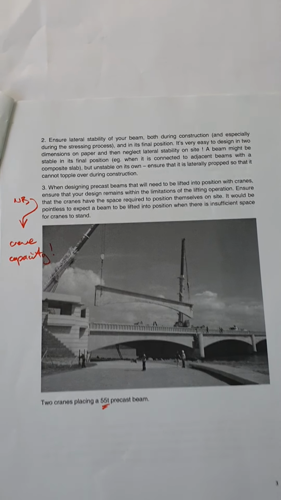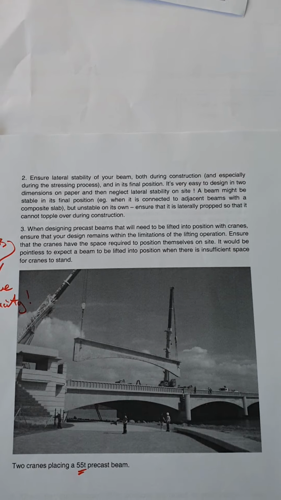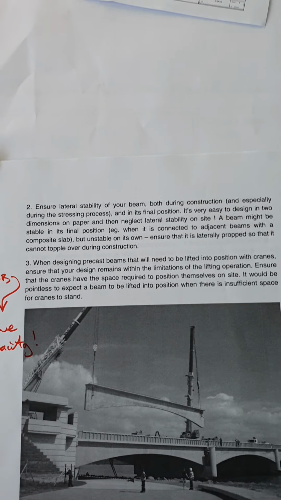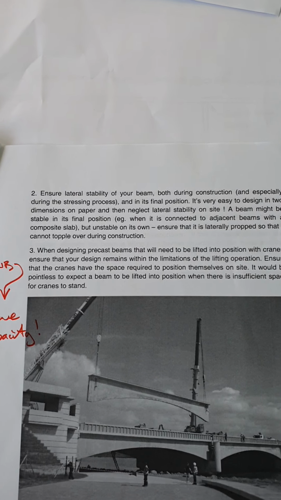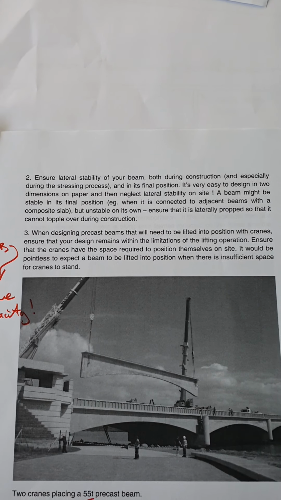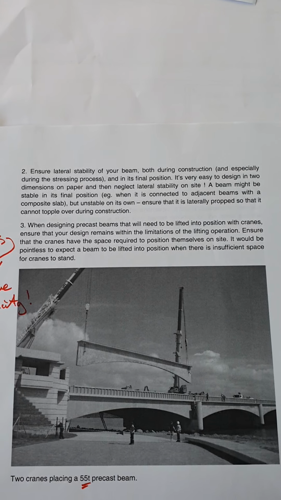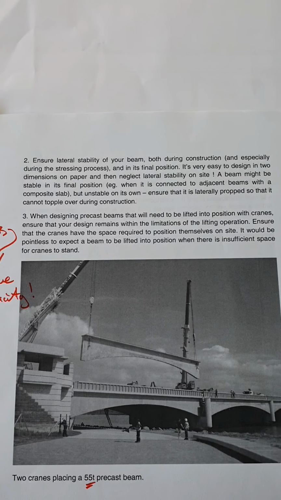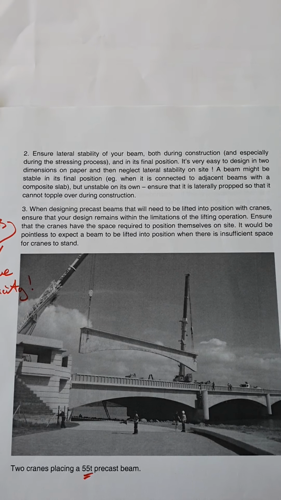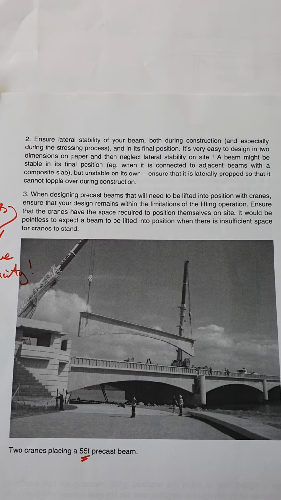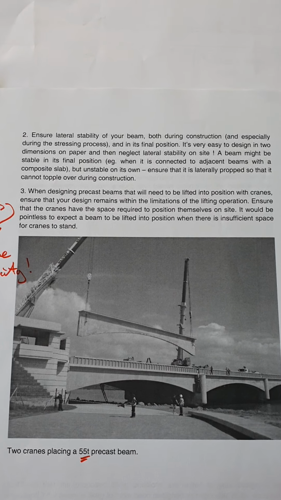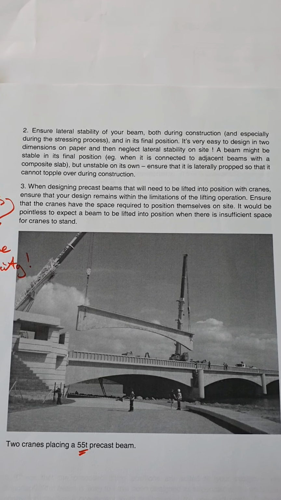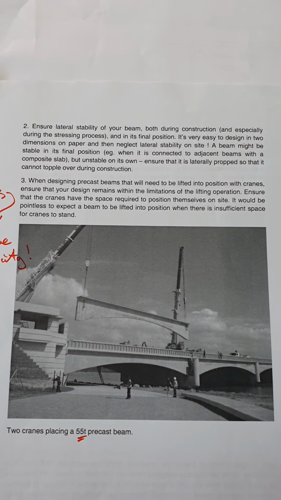Very important, lateral stability of your structure. Make sure that your beam isn't going to fall over when it's in its final position, while you're working on it, while you're applying the pre-stress. Make sure it's propped. Before you lift it into place, make sure that it's propped correctly. Once you place it, as soon as you place it and before you release the slings from the cranes, make sure that it is properly and laterally supported and propped. Make sure that it cannot fall over.